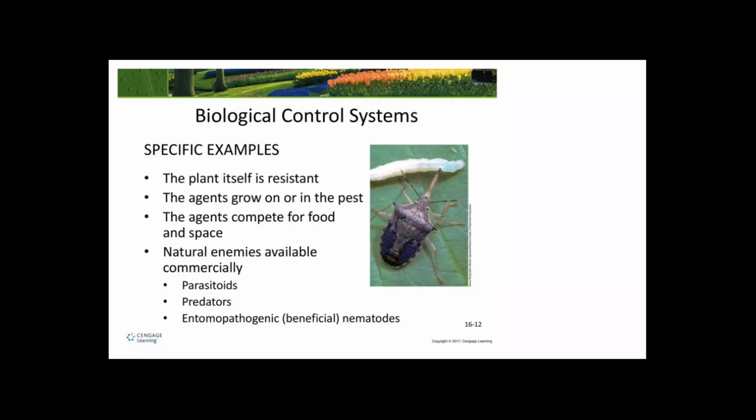Nematodes are roundworms, and these can affect the pest as well. That's kind of an enemy of the pest, but different from a predator. But I suppose it is an example of a parasitoid.